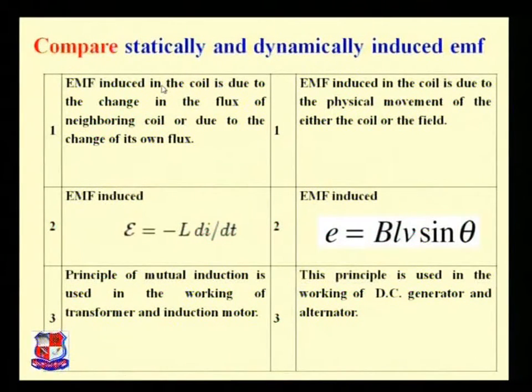Statically induced EMF is given by E equal to minus L di by dt. Why is it L di by dt? L is the self inductance, and di by dt is the rate of change of current. Due to the change of current in the neighboring coil or in the self coil, the EMF is induced. So the induced EMF is E equal to minus L di by dt.